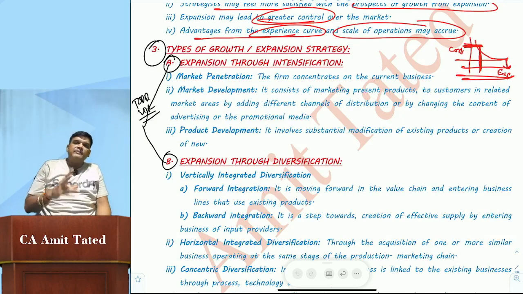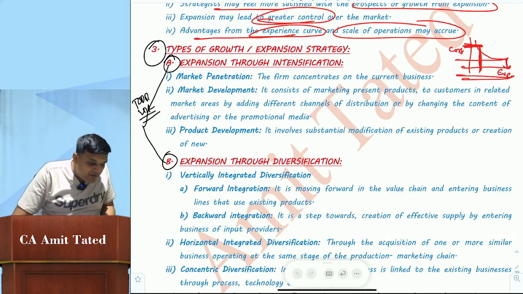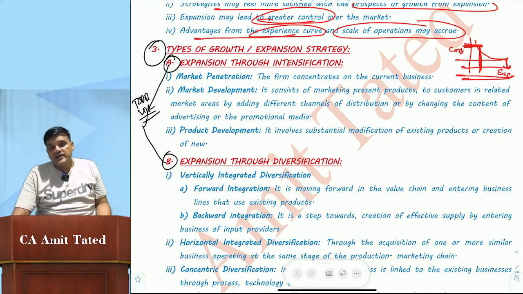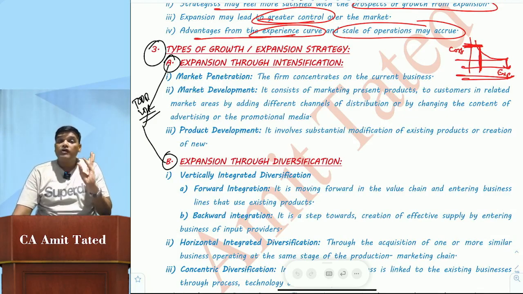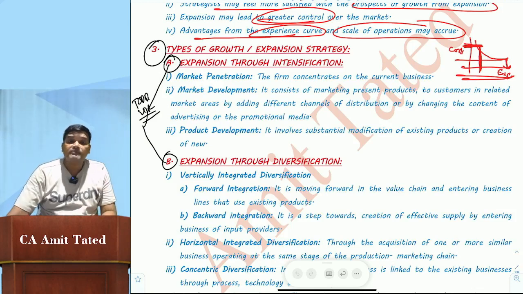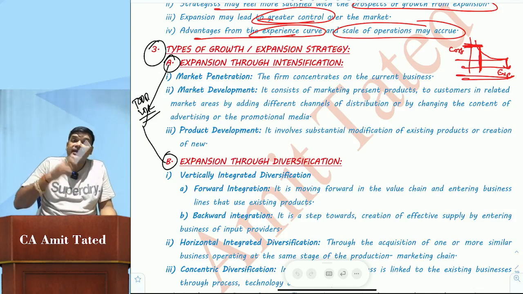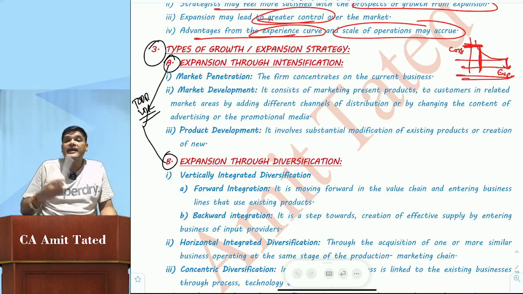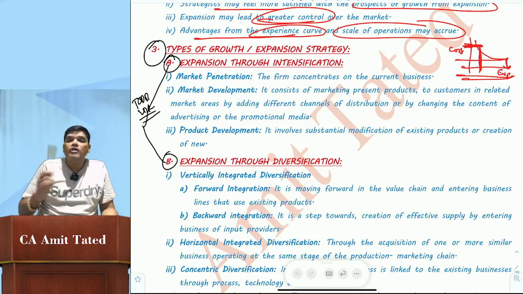Expansion can be done through two ways. One is intensification and one is diversification. Now what is the meaning of intensification and diversification? Intensification means I am focusing on market penetration, market development and product development. What is the meaning of market penetration? Market penetration means existing market, existing product. My product is same, my market is same. That is called market penetration.